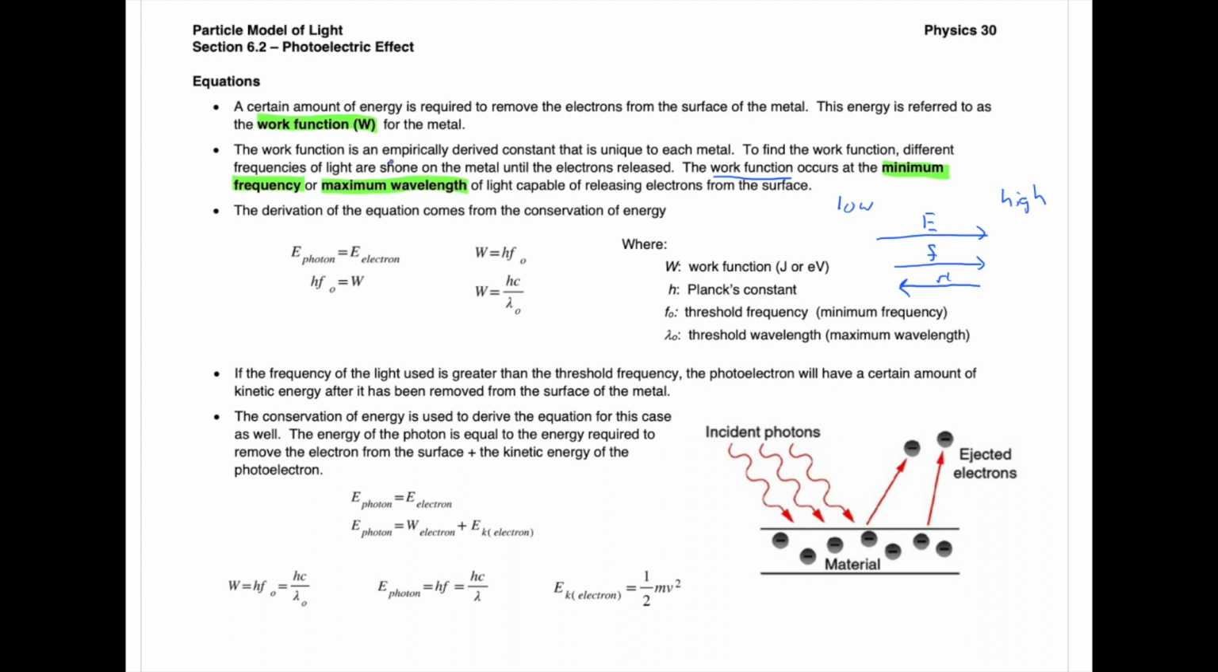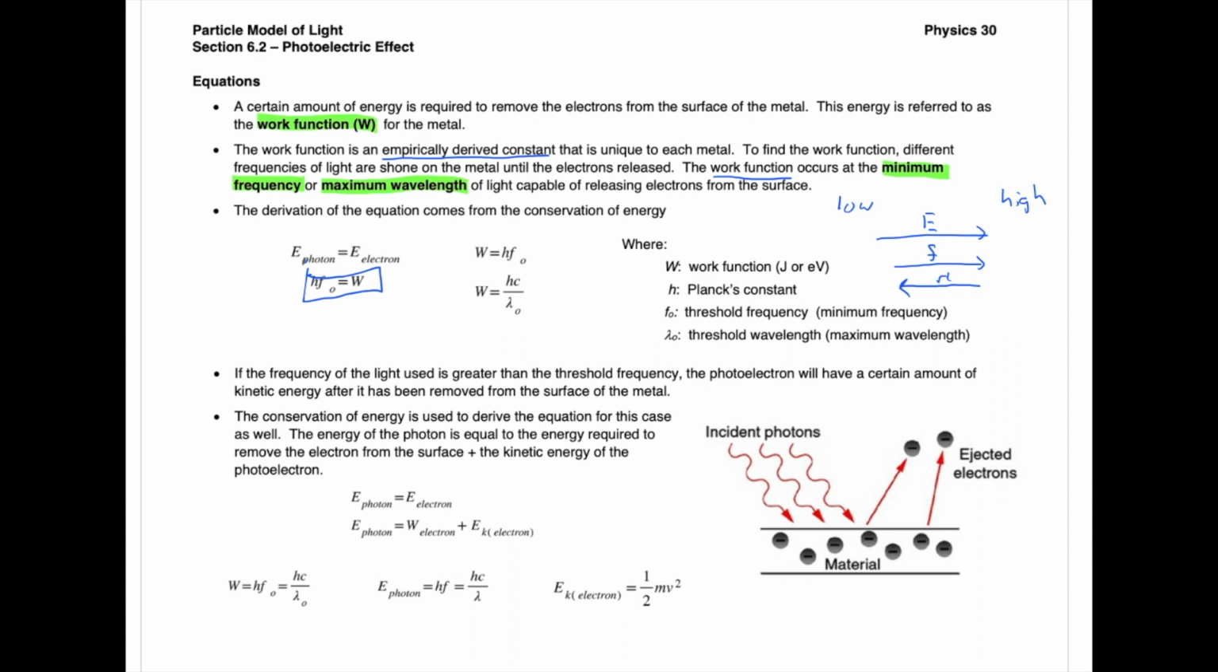Now this is empirically derived, so it means we have to just go into the lab and test it. And to do that, we just shine different frequencies of light on the metal until some electrons are released. Now to get the equation for this, and this equation here, this hf naught equals W, is given on your formula sheet, but where it comes from is just conservation of energy. The energy of the photon coming in has to equal the energy given to the electron. Because the electron's absorbing the photon, the conservation of energy is going to apply.